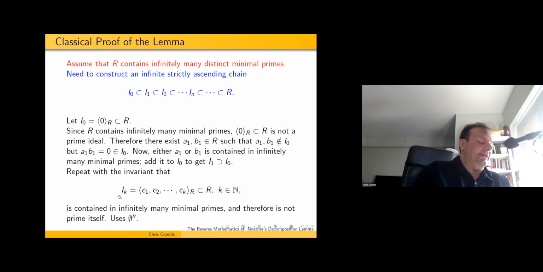And so the kth ideal in the chain is going to have k many generators. Using this zero double prime oracle, you can do all this. And so this is a classical proof of the primary decomposition lemma. So it's a fairly straightforward argument that uses a zero double prime oracle.